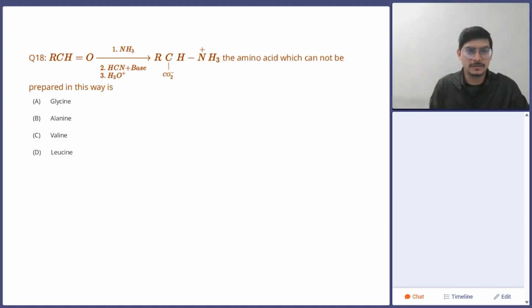All right. So moving to the next question, that is question number 18. There is an aldehyde. It reacts with ammonia, followed by reaction with HCN, which is cyanohydrin formation, and then followed by acidification or hydrolysis. This gives an amino acid. Which amino acid cannot be prepared in this way?